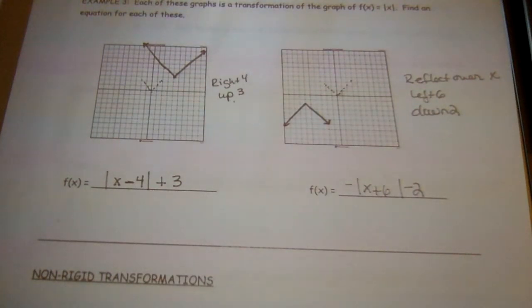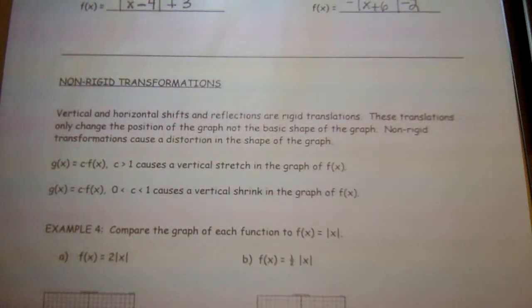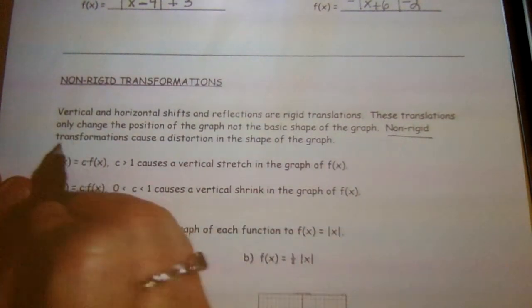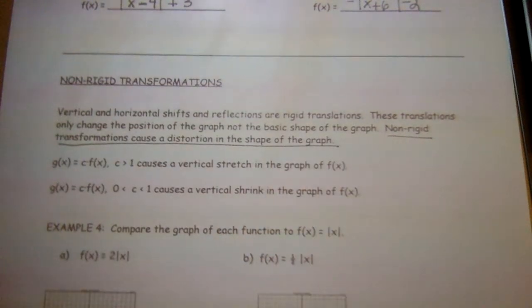Questions there? So we've talked about moving it right or left, up or down. We've talked about the reflections. The next thing we're going to look at is changing its shape. That is what's called a non-rigid transformation. Vertical and horizontal reflections are rigid. These translations only change the position of the graph, not its basic shape. Non-rigid transformation causes a distortion in the shape, which means it's going to make that parabola either skinnier or wider.